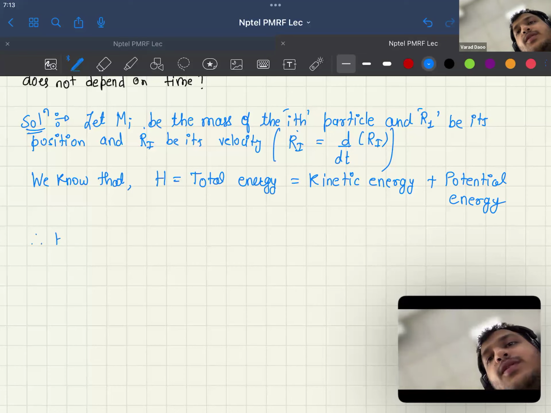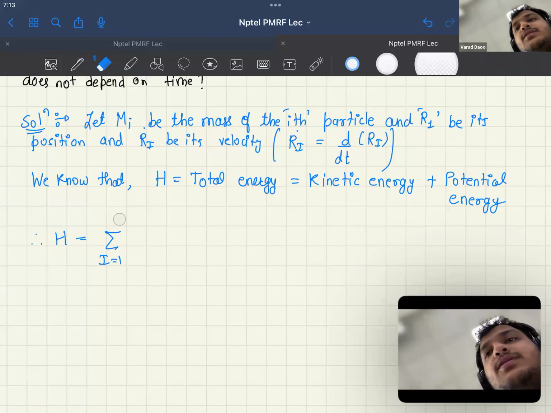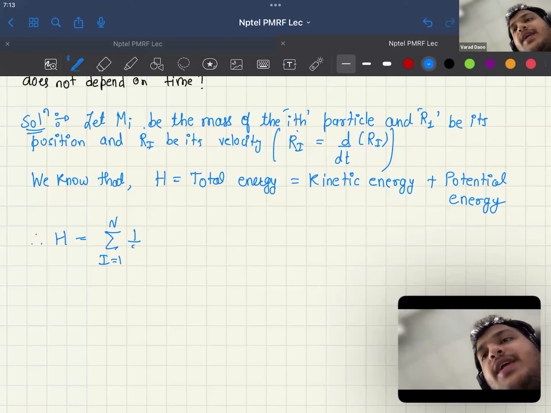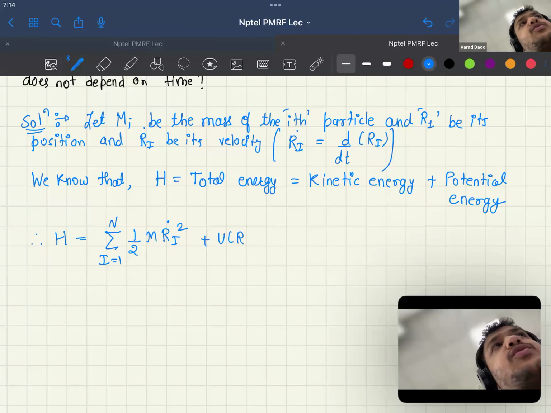Therefore, H is equal to the summation over all the particles. Let us assume that there are n particles. Half of kinetic energy is what? Half of m v square, and here velocity is given by ri dot square, plus potential energy, which is U of ri.